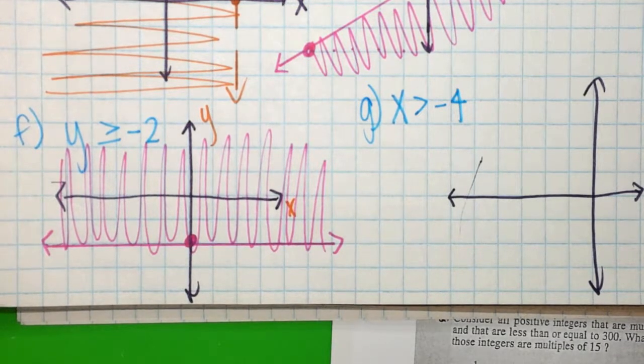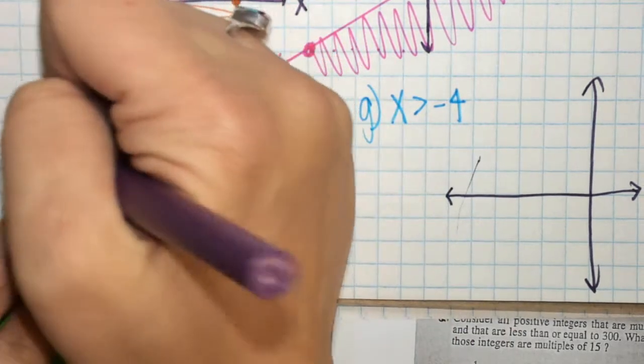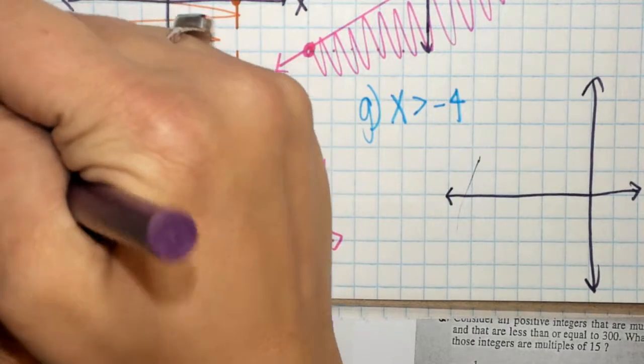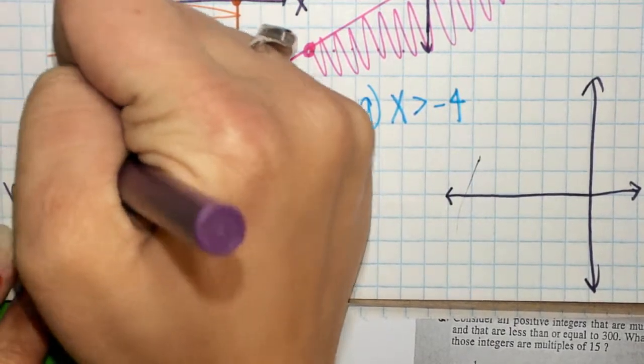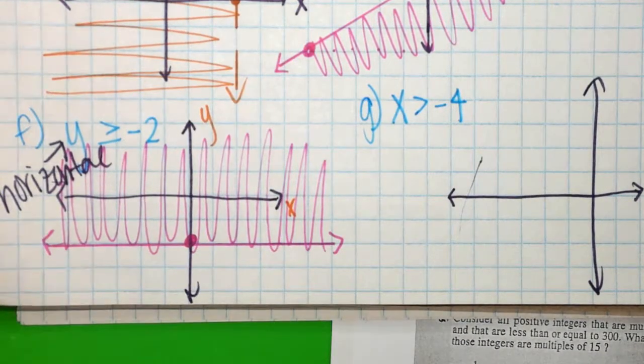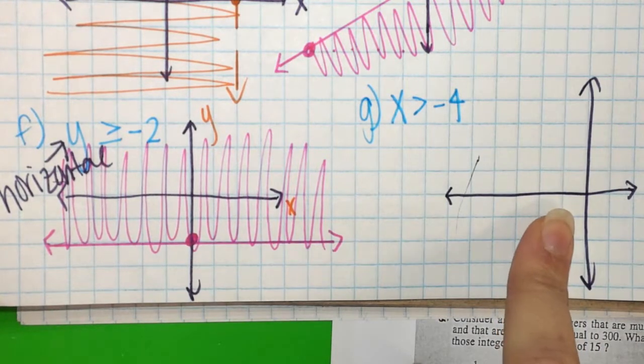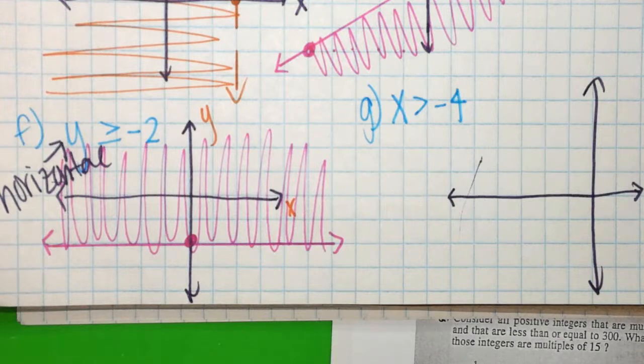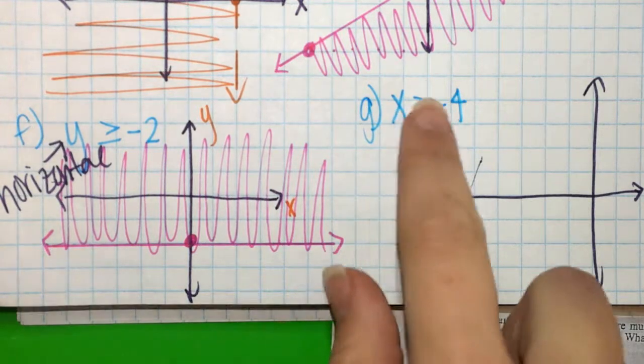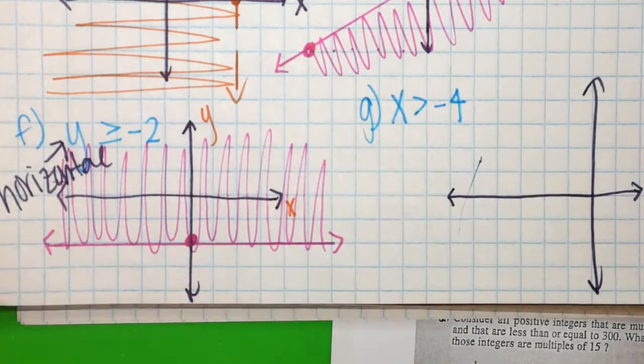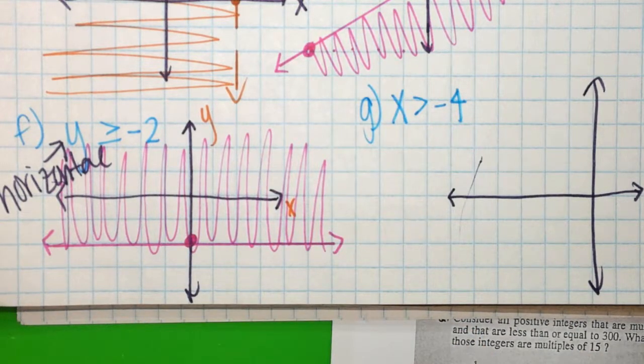Is this one going to be vertical or horizontal? Vertical, because it's an X. Hard drive. Flash drive? Are you done with this one? Yes. It's greater than, so find the numbers that are greater than negative 4. That's it.